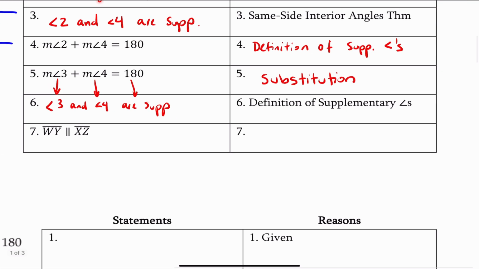By the same side interior angles converse. Don't forget the converse. I don't know why I put a period there. Oops. Same side interior angles converse is the reason why segment WY is parallel to segment XZ.